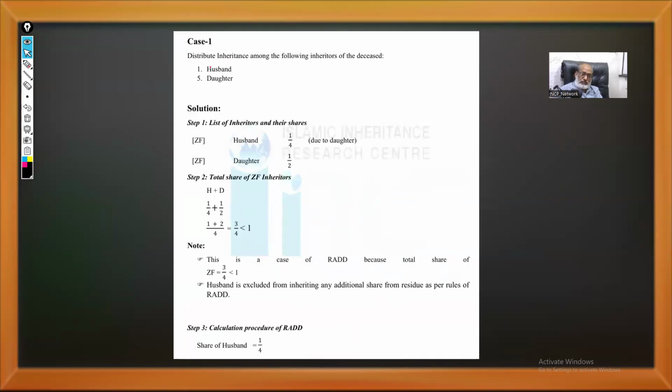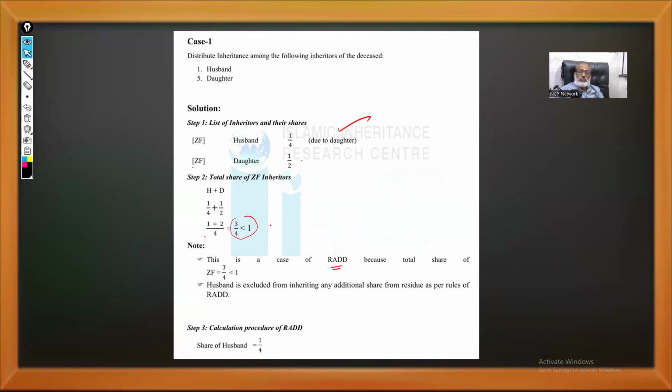So in that case, the heirs left behind are husband and daughter. Husband is a primary heir and daughter is also a primary heir. The share of the husband is 1 by 4 due to the presence of the daughter, and the share of the daughter is 1 by 2. So in step 2, when you calculate the total share, you will find that it is 3 by 4, less than 1. It's a case of Radd. We discussed it 2 days back.